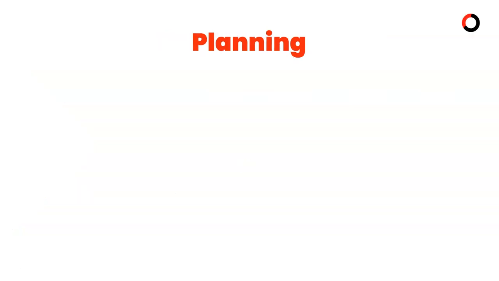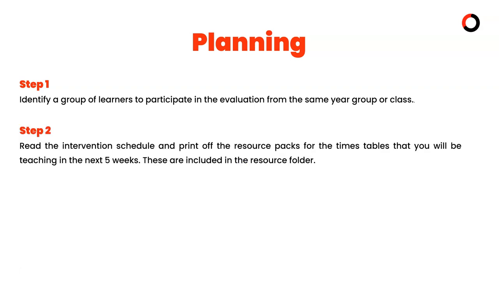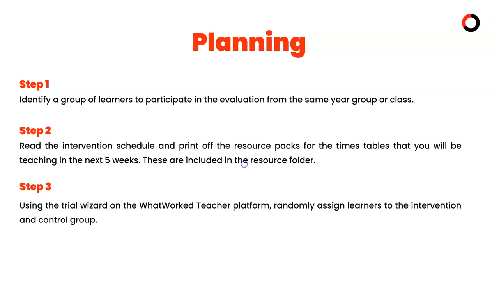So let's look at this from a step-by-step delivery approach for the planning. Step 1. Identify a group of learners to participate in the evaluation from the same year group or class. Step 2. Read the intervention schedule and print off the resource packs for the times tables that you will be teaching in the next 5 weeks. These are included in the resource folder. Step 3. Using the trial wizard on the What Worked Teachers platform, randomly assign learners to the intervention and the control group.